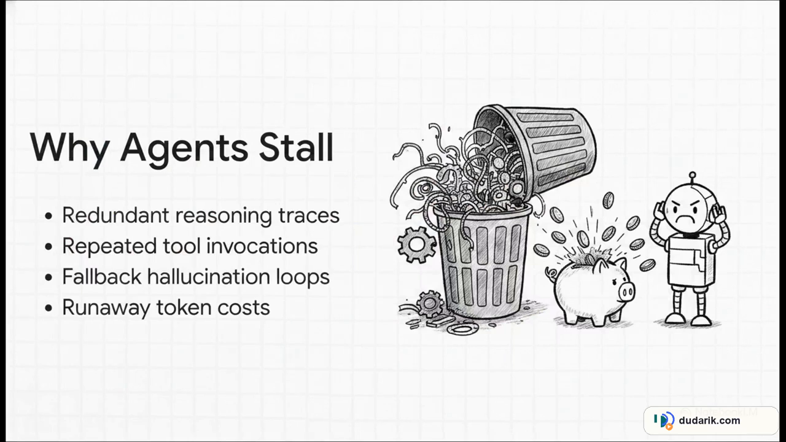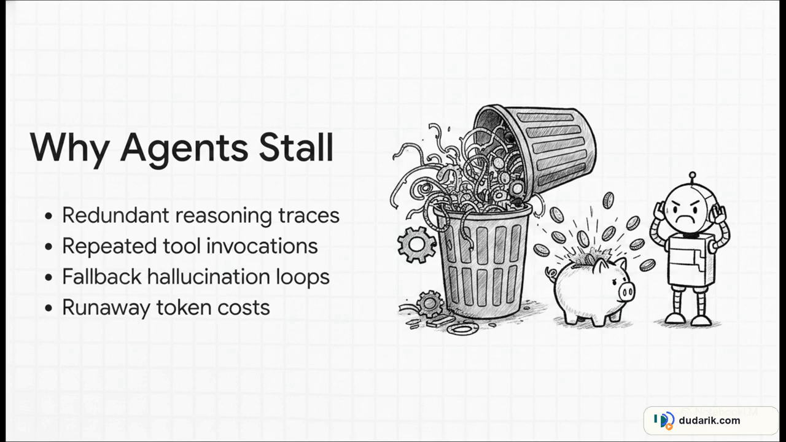And honestly, these are the usual suspects causing those massive headaches. Your context windows were just getting filled with absolute garbage. We're talking redundant reasoning traces where the model just kind of thinks out loud for no reason, repeated tool invocations that go completely nowhere, and those dreaded fallback hallucination loops. And the direct result of all this friction? Painful runaway token costs that completely blow up your API budget.